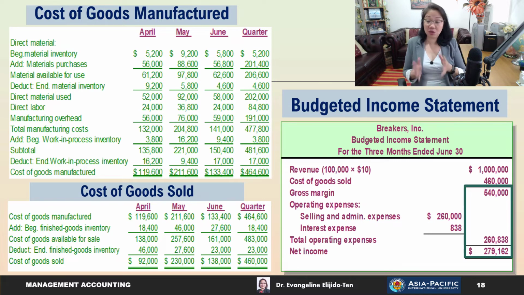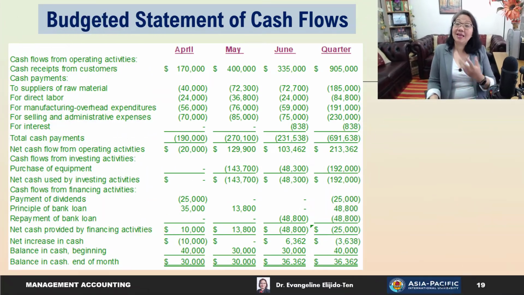Net income is the gross margin less the total operating expenses. So when we deduct $260,838 from the gross margin of $540,000, we'll get the budgeted net income of $279,162. Let's now move to the budgeted statement of cash flows.